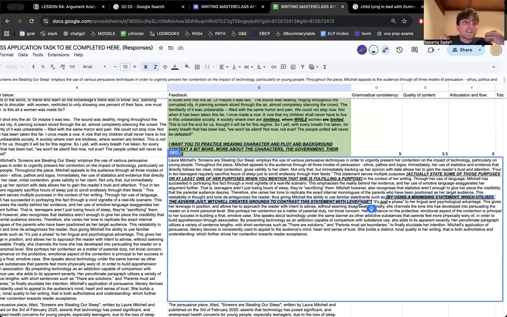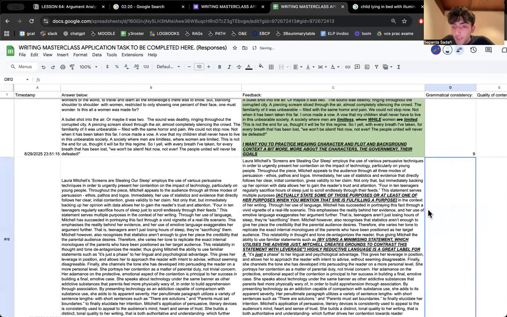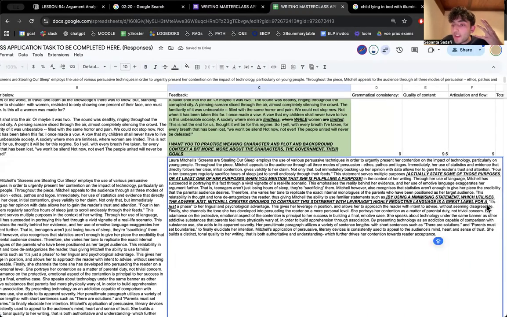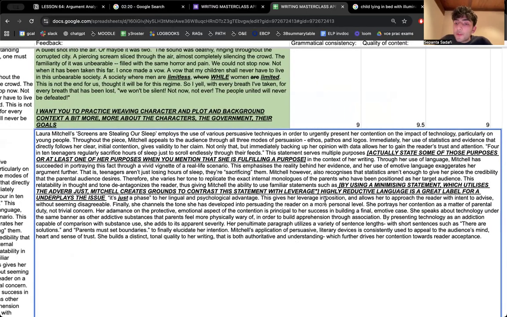That idea of it's just a phase is highly contentious. It reduces the significance. It's highly reductive. Highly reductive language is a great label for a quote like this, right? For a quote that is so, again, reductive or underplays the issue. Absolutely. Right? This gives her leverage in position. Nice. And allows her to approach the reader with intent to advise without seeming disagreeable.